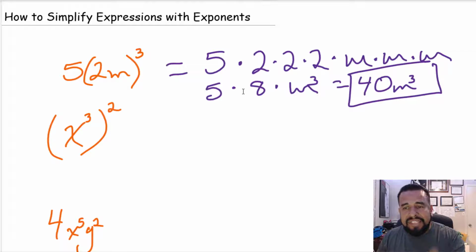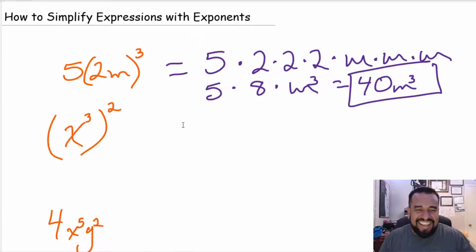So hopefully you can see where the answers come from. Right here, because 2 is to the power of 3, which equals 8. M is to the power of 3, which we cannot solve any further because we don't have a value for m. And then 5 is just 5, which gets distributed to everything inside. All right? Any questions? Of course not, because it's so well explained.